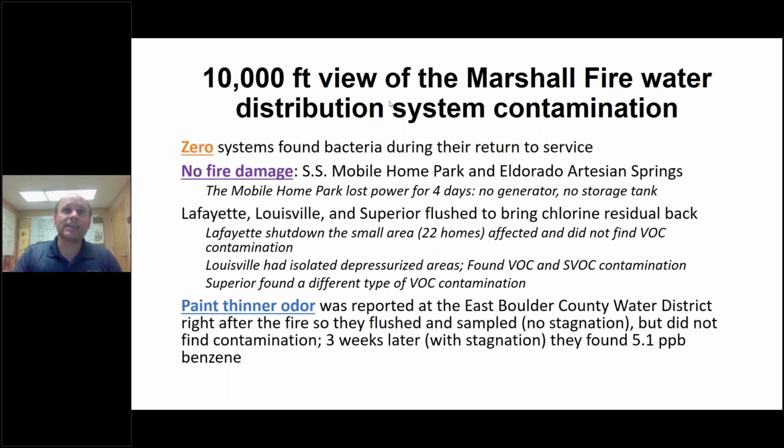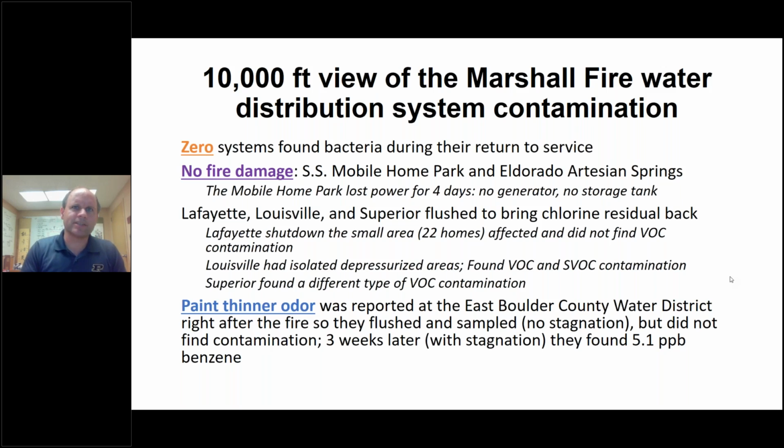So just to give you perspective, like a 10,000-foot view of the Marshall Fire in Colorado, what we have is 0 systems that found bacteria. And I can say firsthand, I've been involved in at least 10 to 15 wildfires, and I have not found any systems that found bacteria contamination. So I know a lot of people like doing coliform testing or E. coli testing, but more systems I've found have chemical contamination exceeding acutely toxic limits. And so I think we really need to stress this chemical testing post-fire as well.